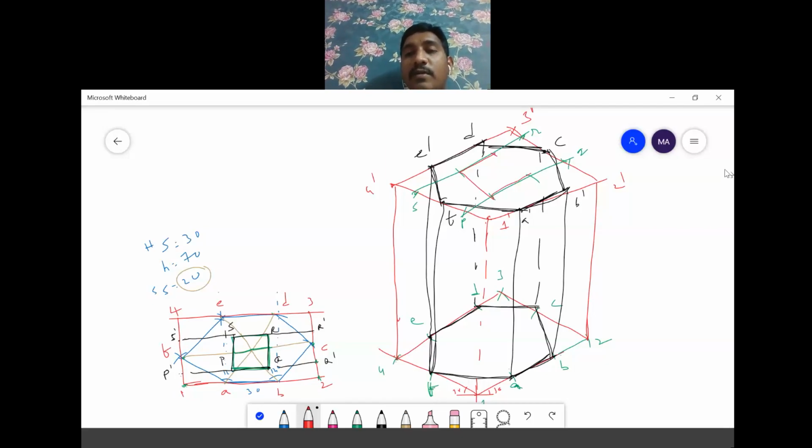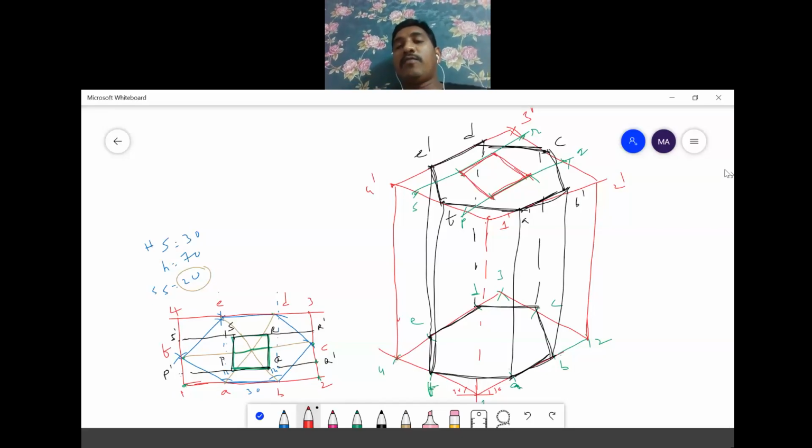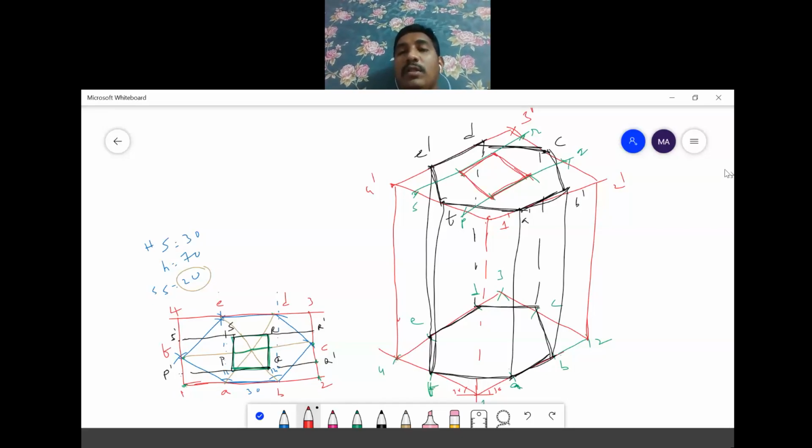It will form a square hole. Is it clear? It will form a square hole. All this black color line should be very dark, and these are hidden lines. This one is the hidden one.